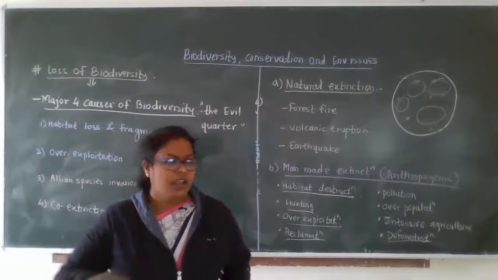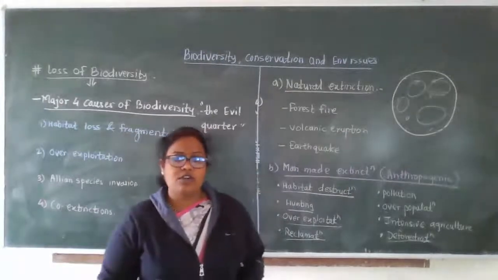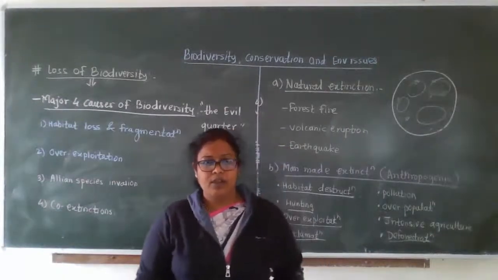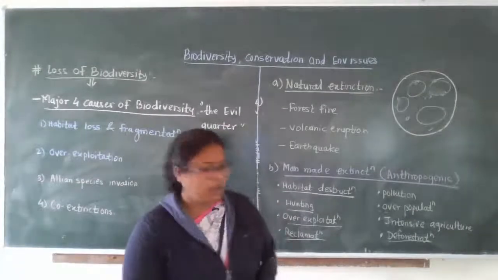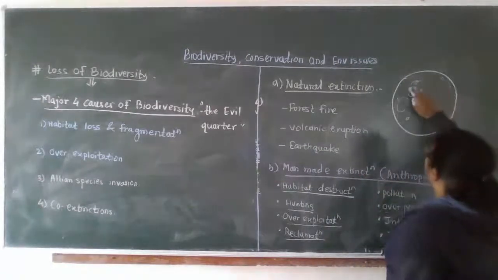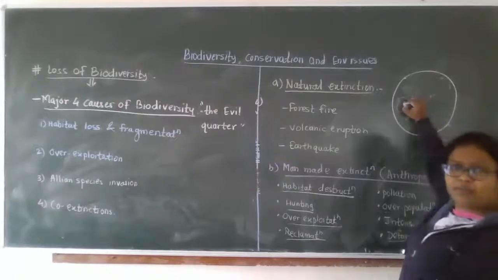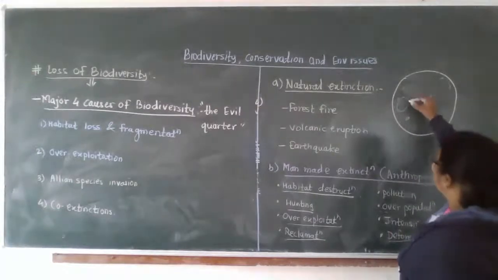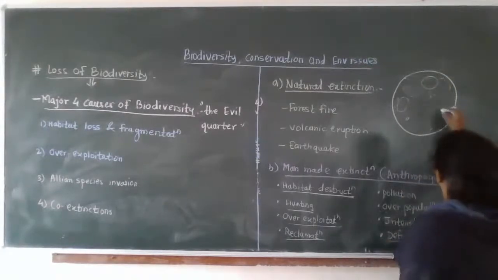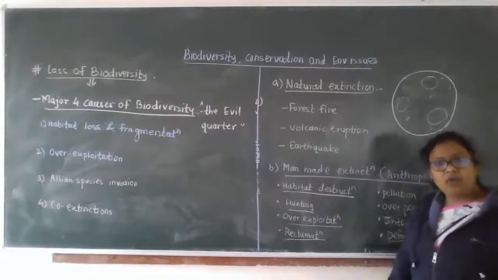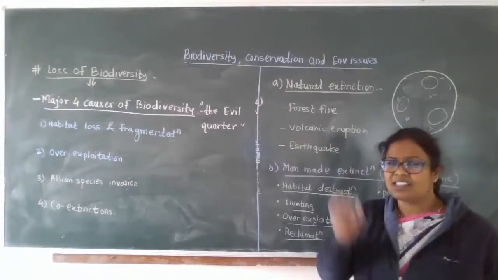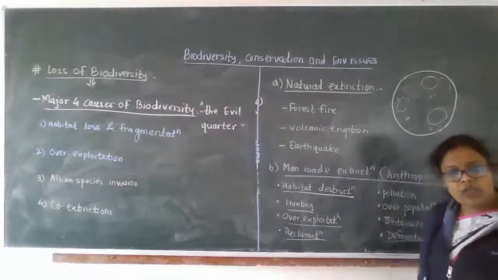Habitat loss and fragmentation. As stated earlier, as humans are introduced, they occupy more and more area. For example, if at first we were confined to this site, we are now going to the other side also and occupying that area. Likewise, urbanization is moving towards the villages. That is the best example of habitat loss.